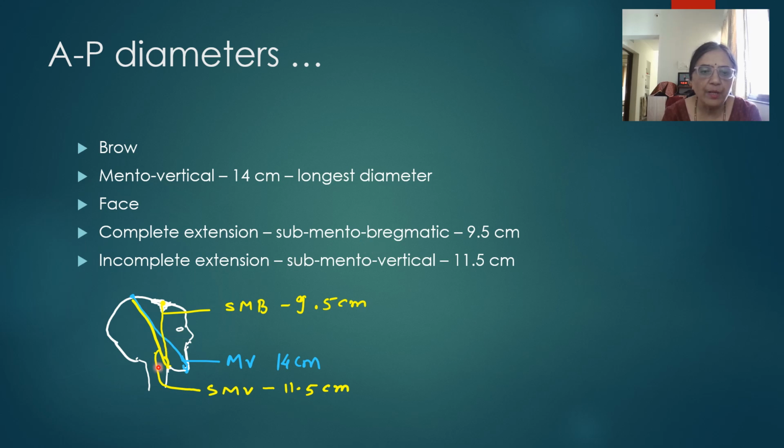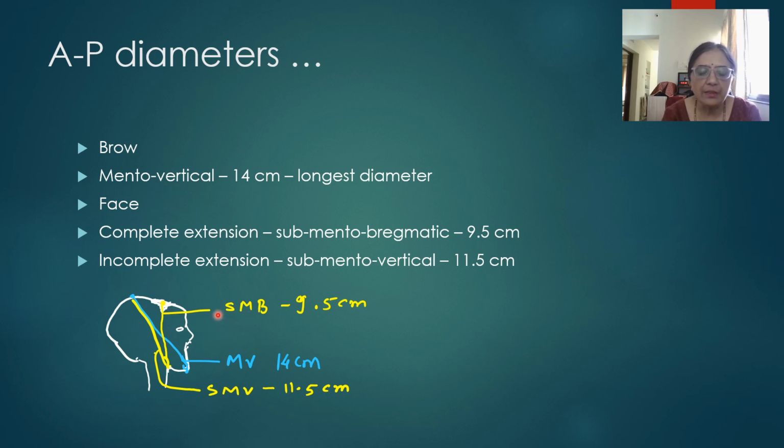Now, the submental point is at the junction of the floor of the mouth with the neck. This is the point I am showing. So it is the point at the junction of floor of mouth with the neck, and from this point to the center of the bregma is the submentobregmatic diameter, which is 9.5 centimeters.